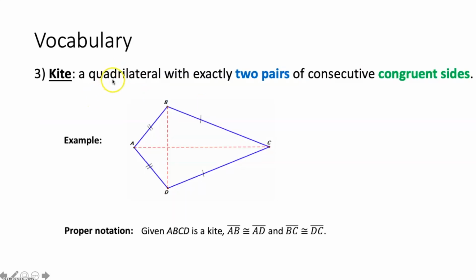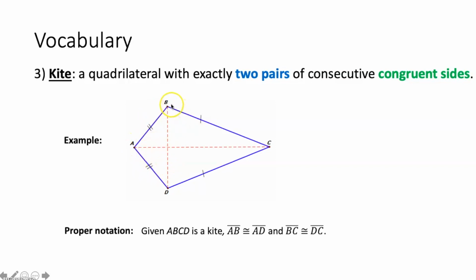Now, a kite is a quadrilateral with exactly two pairs of consecutive congruent sides. Now, they have to be consecutive congruent sides, meaning that if we're talking about consecutive sides, they have to share an endpoint. So here, segment AB shares an endpoint with segment AD. Therefore, they are consecutive sides, and they're consecutive and congruent.